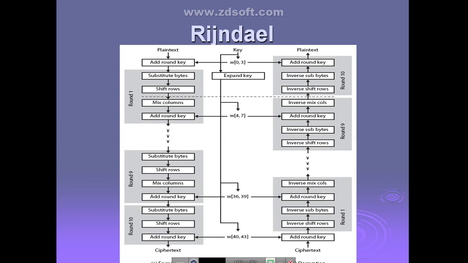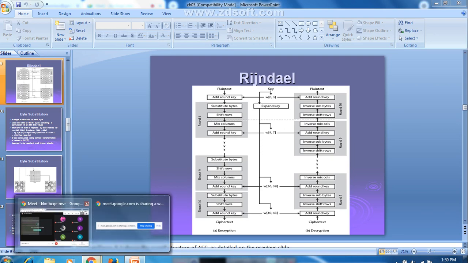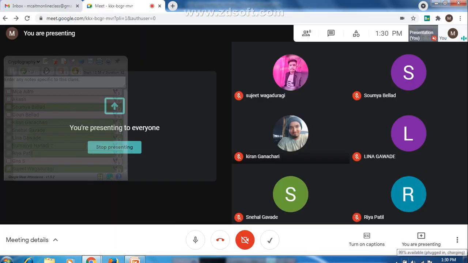Is that clear? How about others? It is very important because they may ask you to explain the AES round structure in detail. At that time you need to explain all these 4 operations: substitute bytes, shift rows, mix columns, and add round key functions. Clear?